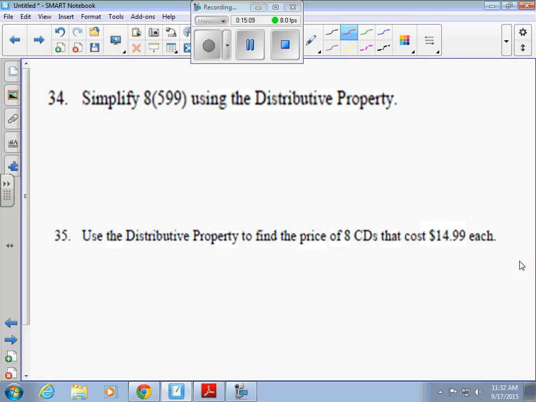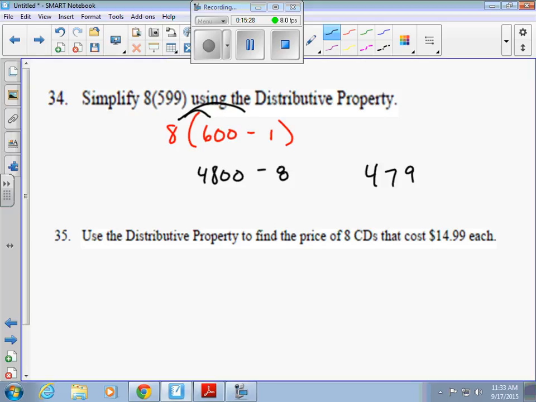34 says simplify 8 times 599 using the distributive property. That's almost 600. So 8 times 600 minus 1. 8 times 600 is 4,800. 8 times negative 1 is minus 8. So 4,800 minus 8 is 4,792.